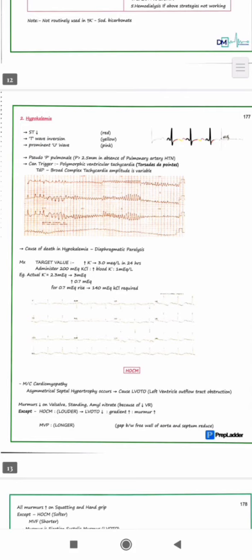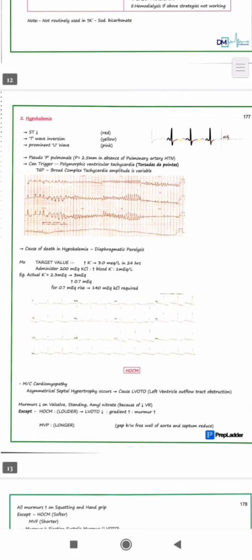The management is basically by targeting the value of K positive. We basically give around 200 milliequivalents of KCl to elevate the levels of potassium, and it is an example which is given.